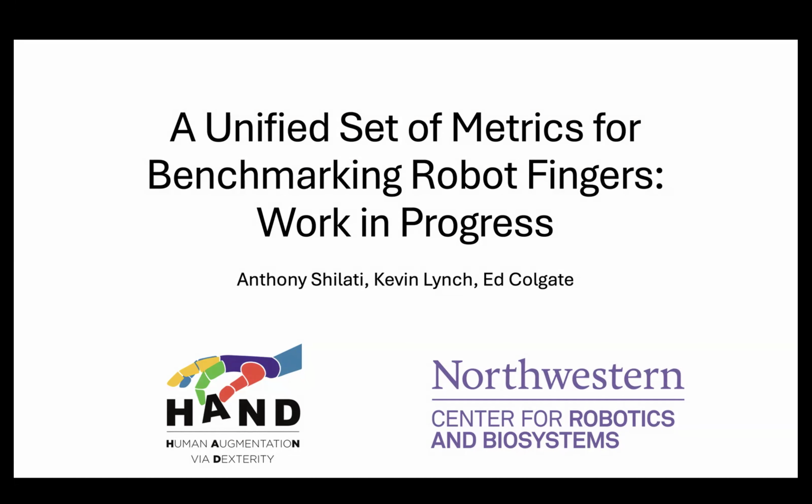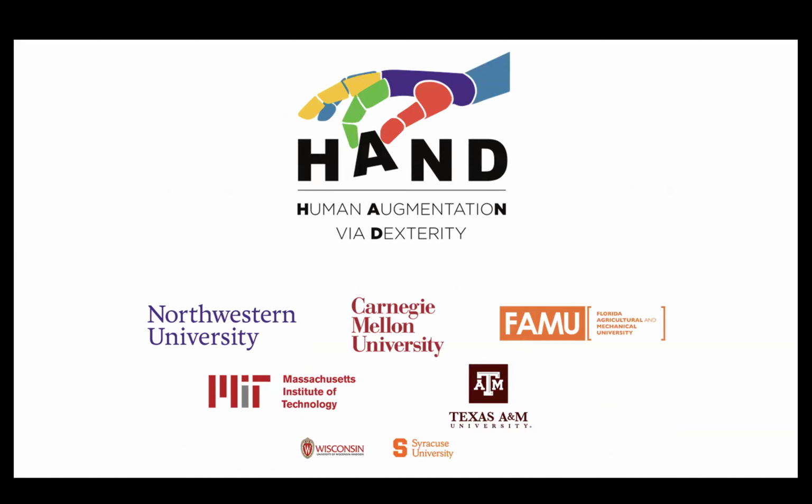Today I'll be talking a little bit about the work we've been doing to create a unified set of metrics for benchmarking robot fingers. This project is a part of the HAND ERC, which was established in November of 2024 with the goal of revolutionizing the ability to augment human labor through the use of robot dexterity. By the end of our second year, we want to have completed a robot hand system.